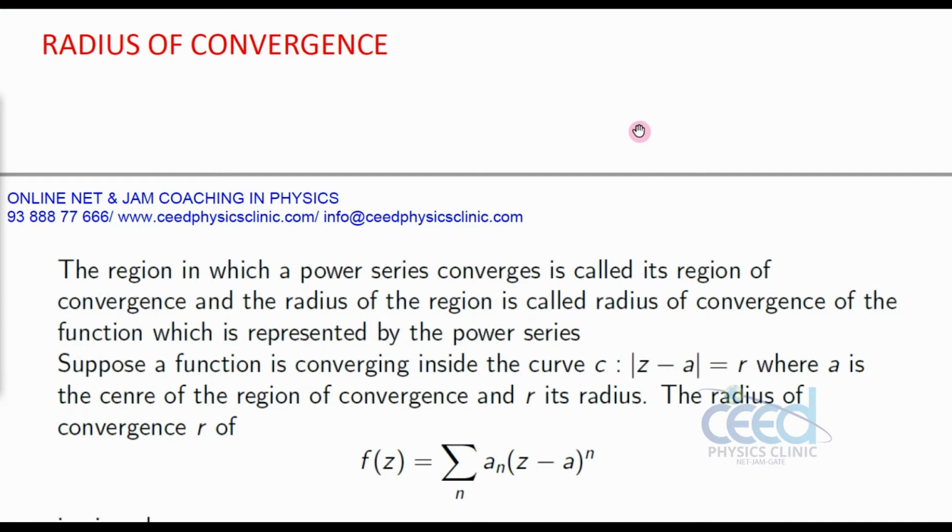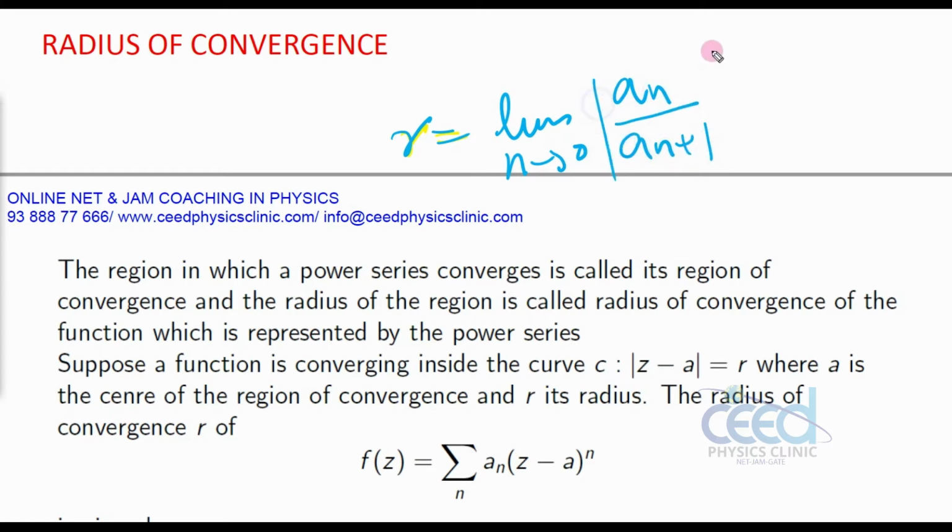Hi friends, good morning. In the last lecture we have seen what the radius of convergence is and the domain of the function. Also we have seen that to find the radius of convergence, we have the formula r is equal to limit as n tends to infinity of a n divided by a n plus 1, right? So this is the formula which we have studied.